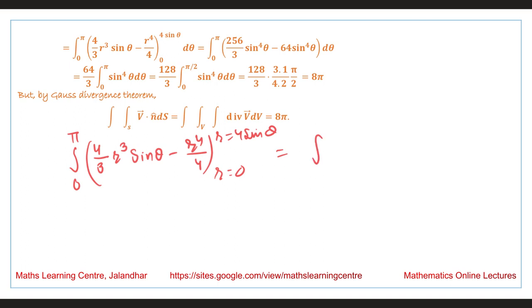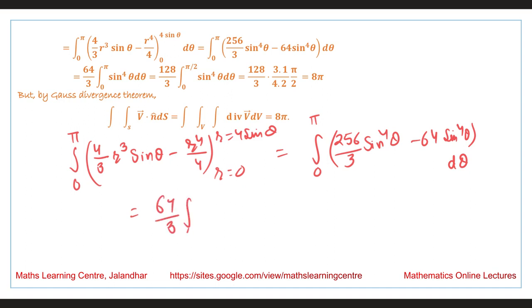And this integral is equal to the integration from 0 to pi of 256 by 3 sin raised to the power 4 theta minus 64 sin raised to the power 4 theta d theta. This is equal to, when we use the reduction formula, we obtain this value is equal to 64 by 3 integration 0 to pi sin 4 theta d theta.